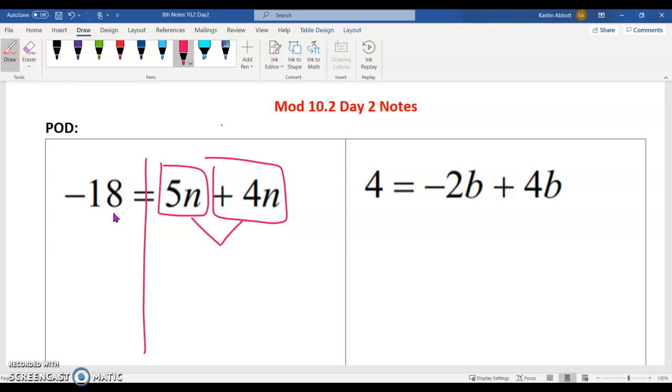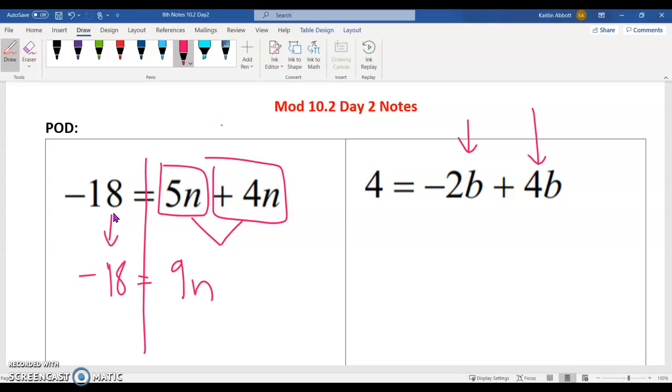You'll see that for your problem today, you have the same. You have two variables that you will be combining. So I'm going to bring down this negative 18 equals 5n plus 4n. It's the same thing as like 5 plus 4. So 5 plus 4 is 9, and I have 9 n's.